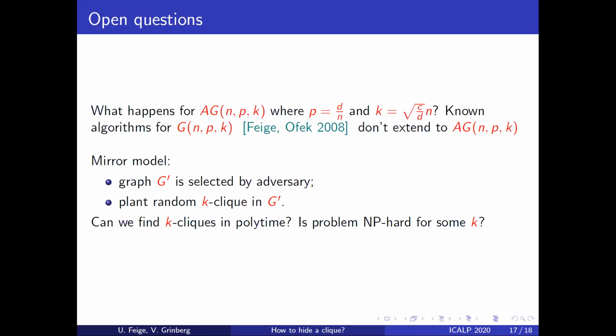Another interesting question is considering the so-called mirror model, where the original graph G prime is chosen by the adversary, and then a random K clique is planted in it. For most values of P and K, we don't know if we can find any K clique in polynomial time, nor if the problem is NP-hard for certain values of parameters.